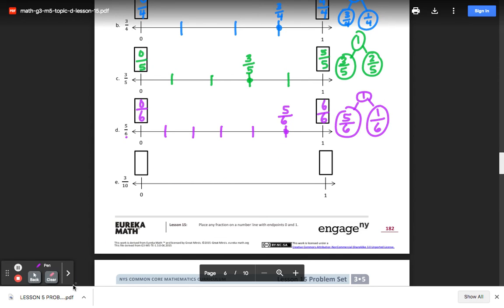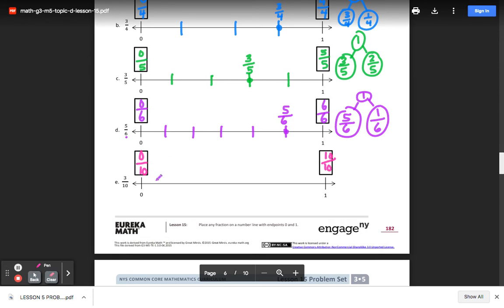All right, looking at E. On E, let me change my pen. On E, we are going to mark 3/10. So I can tell you right here is 0/10. And what's down here? That's right, 10 over 10. So now I'm going to mark these into tenths.